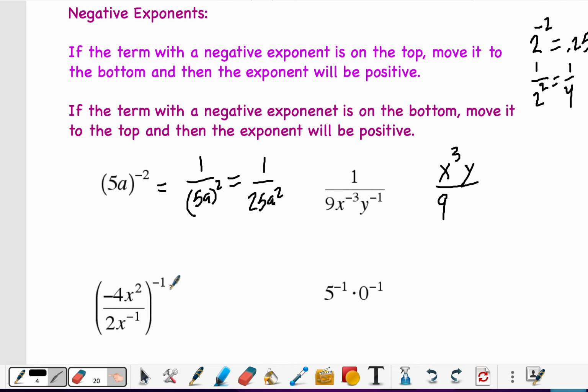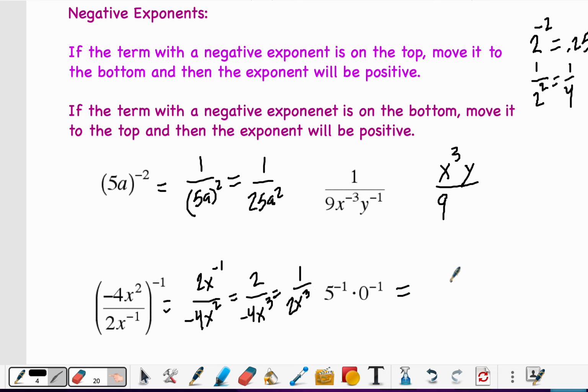If you have something to the power of negative 1, that's actually really easy. All you do is you just flip everything. So you would have 2x to the power of negative 1 over negative 4x squared, and then we're going to clean up from there. You have to bring an x down, so that would be 2 over negative 4. You'd have another x down here, so that would be x to the 3rd power. So that is 1 over 2x cubed.